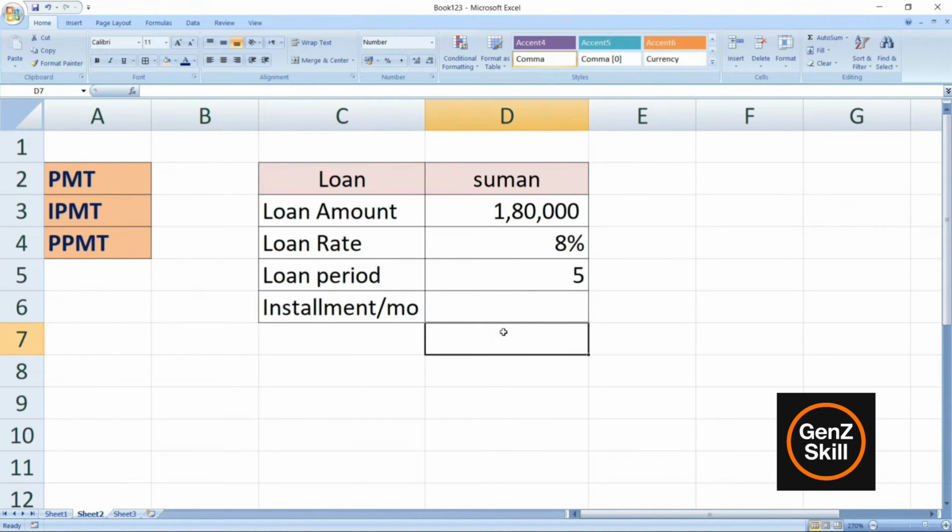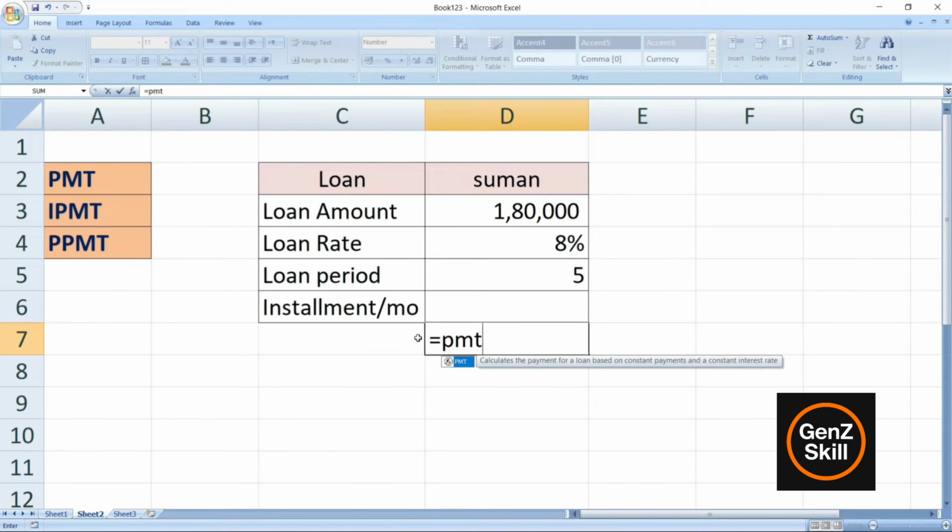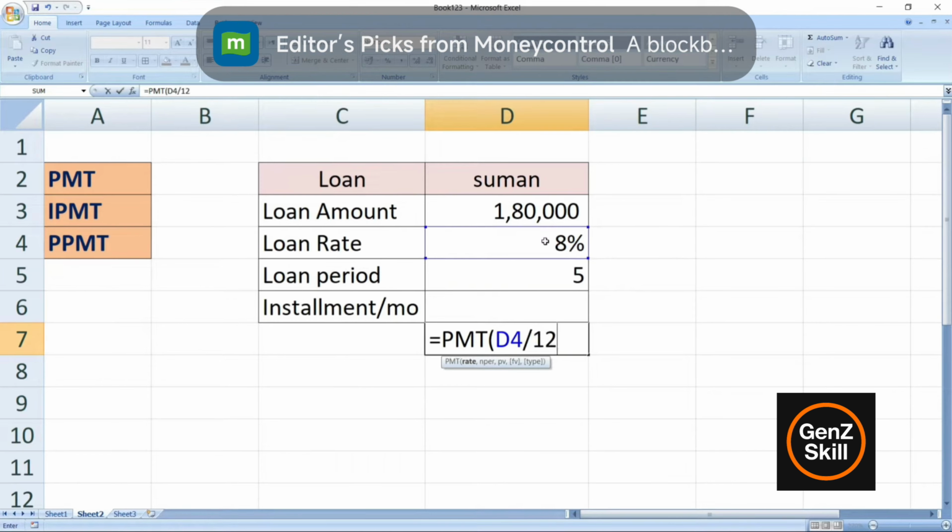We can use the formula PMT. Every installment is fixed based on month. So we have to learn that the loan rate is yearly, so we calculate per month. Equal to PMT. First one in the formula is rate. So we can select the loan rate and divide it by 12 because we have to find per month EMI.